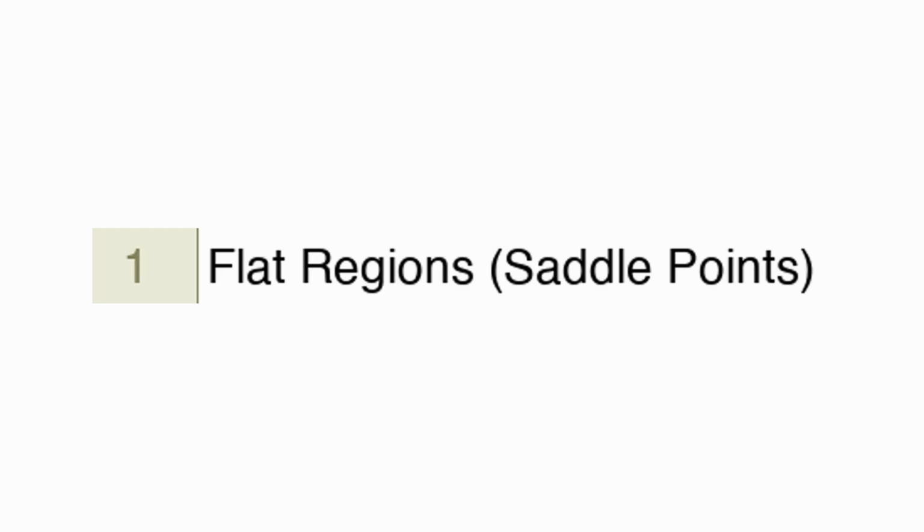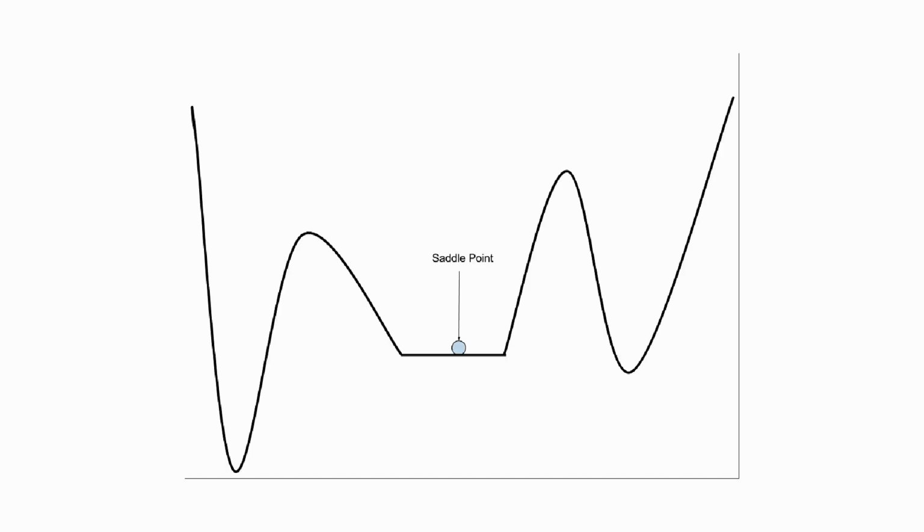Regions that are flat are also known as saddle points. A flat region or saddle point refers to a location on the landscape where the gradient is zero. These areas are typically found at the lowest points of valleys or between peaks. The issue arises when the lack of a gradient makes it difficult for optimization algorithms to determine which direction to move in order to enhance the model.